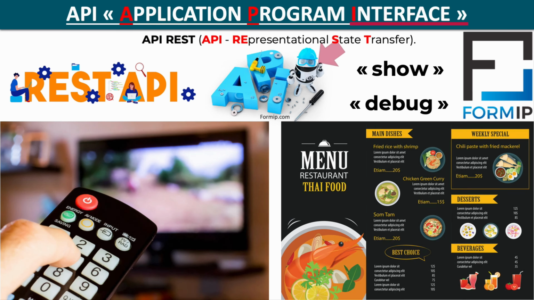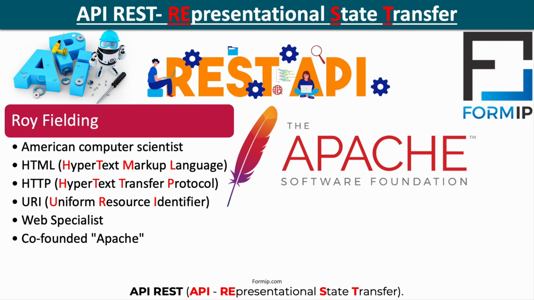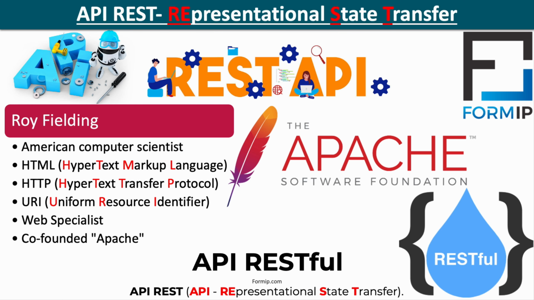The REST API was created in 2000 by Roy Fielding, an American computer scientist who has made a significant contribution to computer science, having participated in the development of several important technologies such as HTML, Hypertext Markup Language, HTTP, Hypertext Transfer Protocol, and URI, Uniform Resource Identifier. He's really a web specialist who even co-founded Apache. The REST API has a high level of certification, which is why it can also be found under the acronym RESTful API. So, let's take a closer look at REST-based APIs.